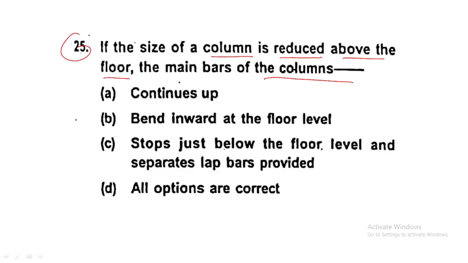Let me tell you. For example, what they are telling is the size of the column is reduced. This is the column size here, and if they reduce the column size, this is the first floor and this is the ground floor. So the main bars of the column, they are asking about the main bars. We will continue the main bars.